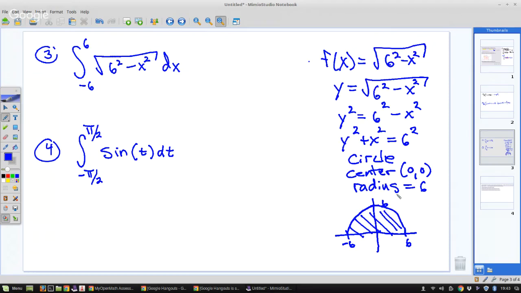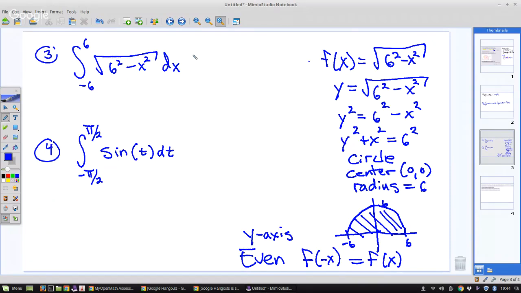Other thing to consider is this is an even function. Even means that f of negative x, the negative doesn't make a difference. That's the same thing as f of x. So if we replace x with negative x here, if you square a negative, the square kills the negative. So that doesn't change anything here. So this is definitely even. Even symmetry is also symmetry about the y-axis.